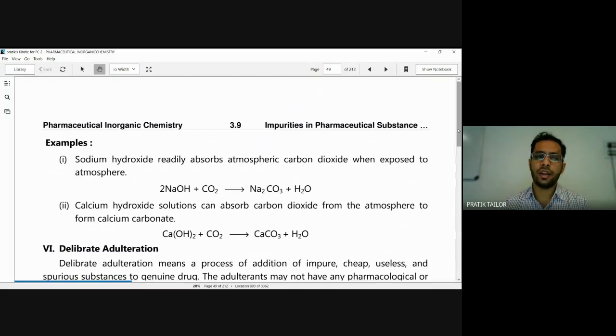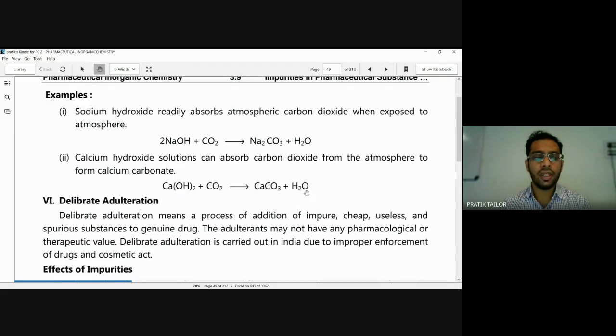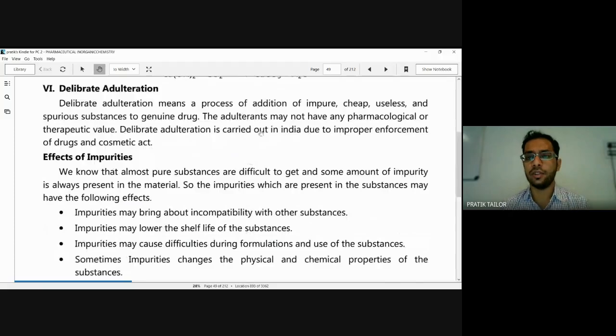One example of how a chemical is affected by the atmosphere: calcium hydroxide and sodium hydroxide absorb carbon dioxide when exposed to open air. So sodium hydroxide gets converted to sodium carbonate, and it has this impurity of sodium carbonate. Deliberate adulteration is done intentionally to make it cheap and substandard, a cheaper version to enhance the profit. These are human tendencies, normal to make profit. So deliberate adulteration can also be there.